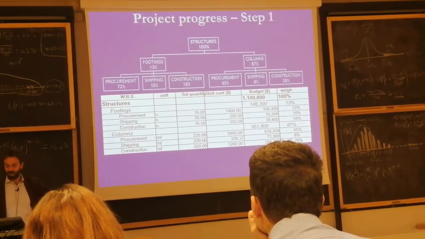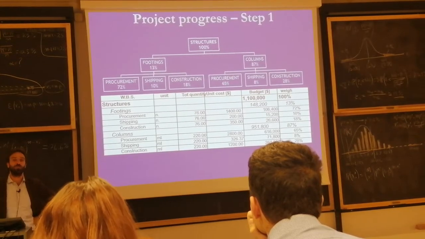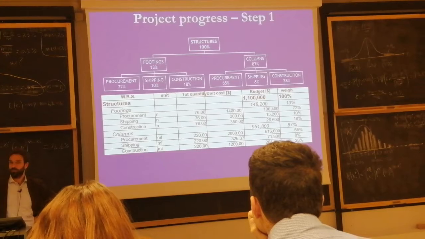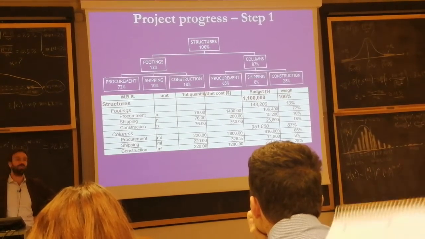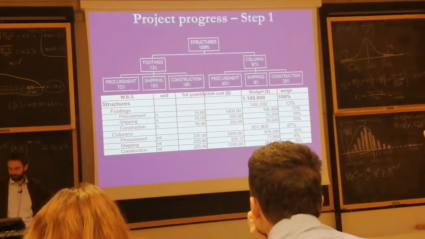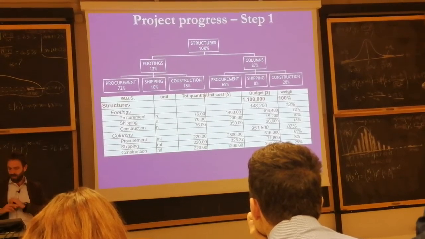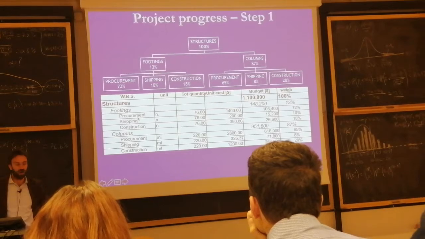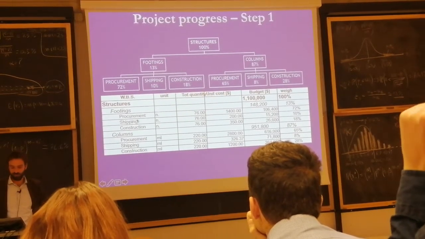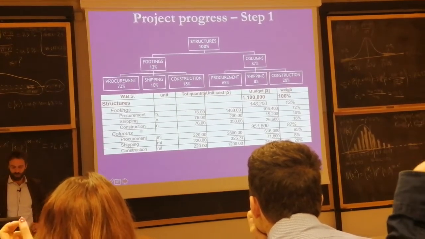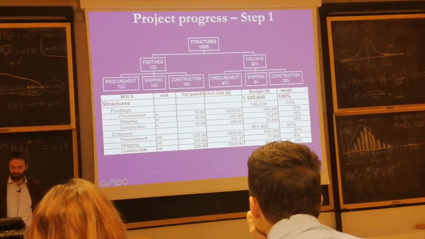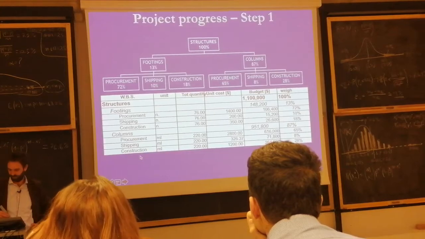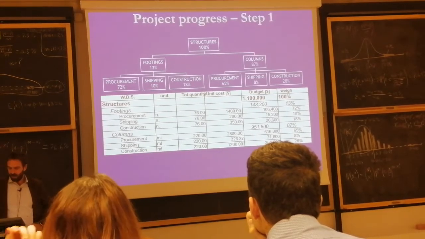This is the budgeted cost of the work scheduled for the full project. This is called the budget at completion, the BAC, which is in total 1.1 million. Why is it 1.1 million? It's because each of the components should be procured, shipped, and installed, like in all manufacturing, construction, or estimate processes.